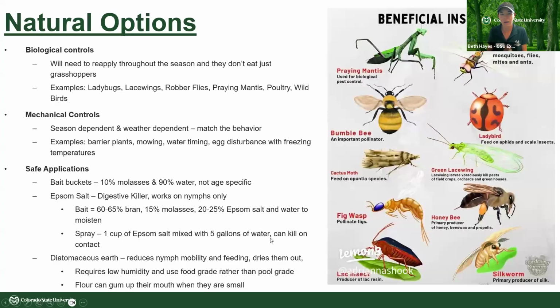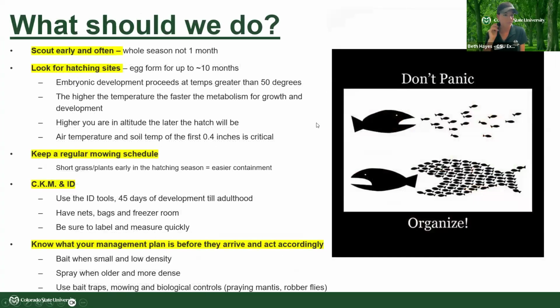And then white flour, regular white flour, if you sift that on contact or on the plants where they're really heavily eating on them, this is really focused more on our home gardeners, it can gum up their mouth when they're small, and eventually it can starve them or encourage them to move on at the very minimal. So those are some options. I do have another larger webinar that goes into more natural options in way more depth that I will leak.